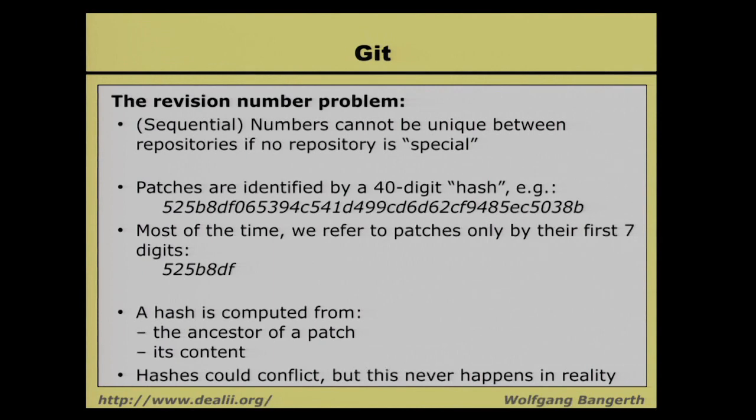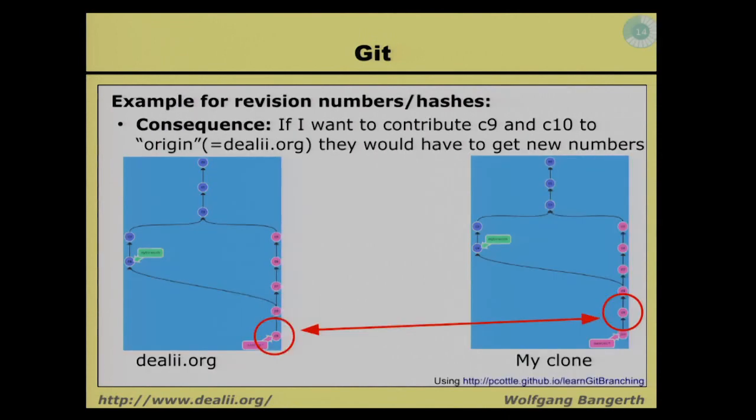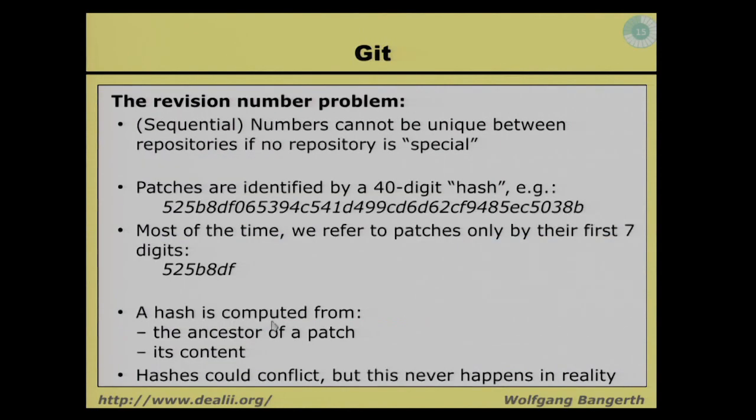But so we don't typically want to write out all 40 characters of this here. So a hash is computed from the ancestor of a patch. So this 40-digit number takes into account that, let's say, this commit here derived from this one, and it also takes into account what was changed.